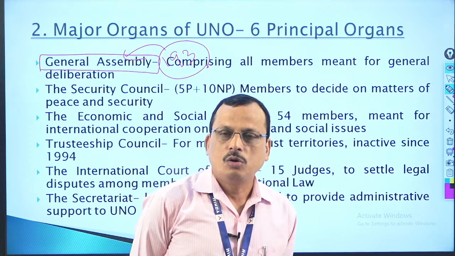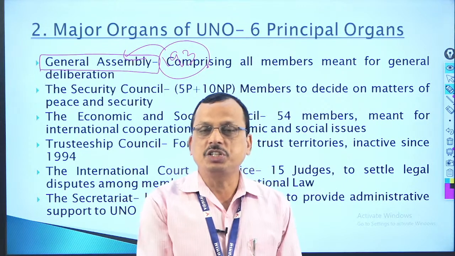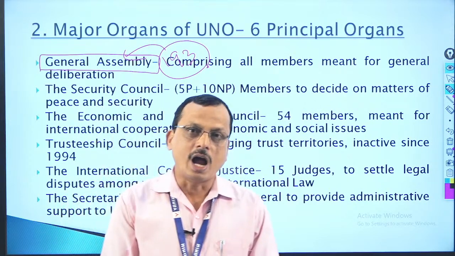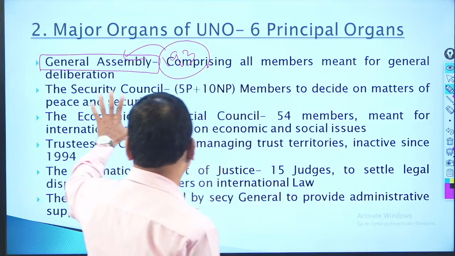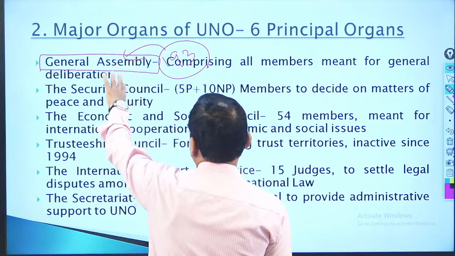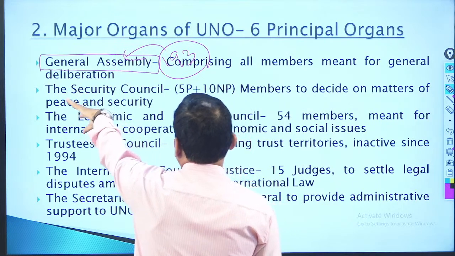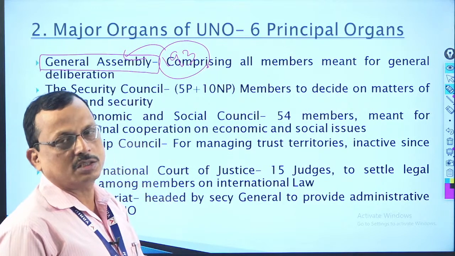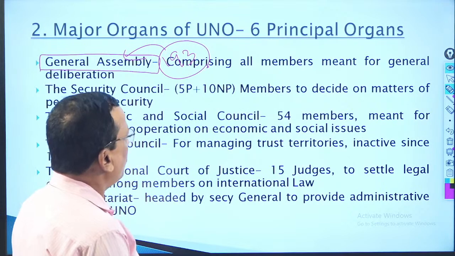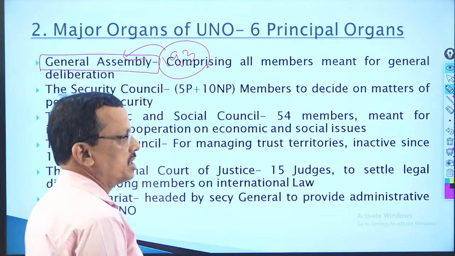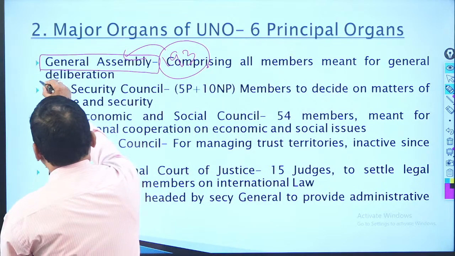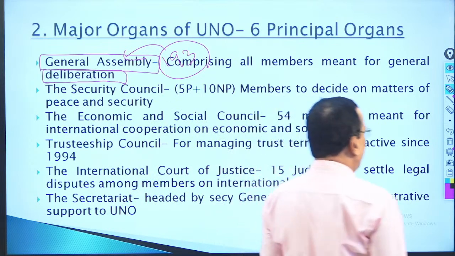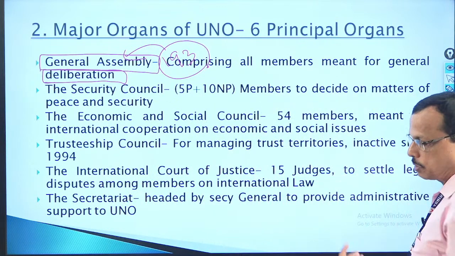is manifested only at the General Assembly, because each sovereign country, to be a member, must be sovereign and all are equal at this particular forum, because it represents almost all the members. 100% of members by default become members of the General Assembly. So comprising all members, meant for general deliberation. So this is the deliberative body of the United Nations. Okay, when they meet, what action they take, we'll discuss in detail subsequently.